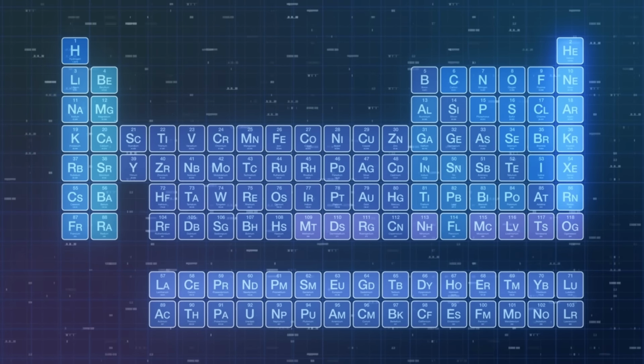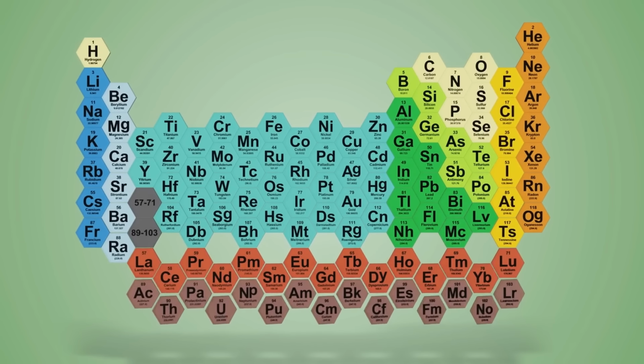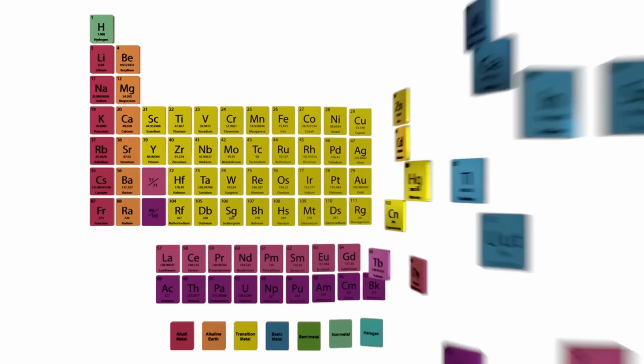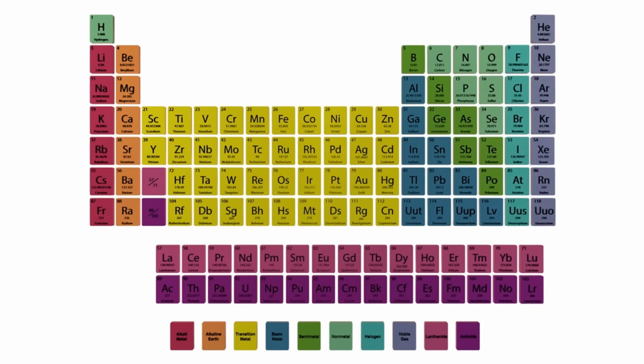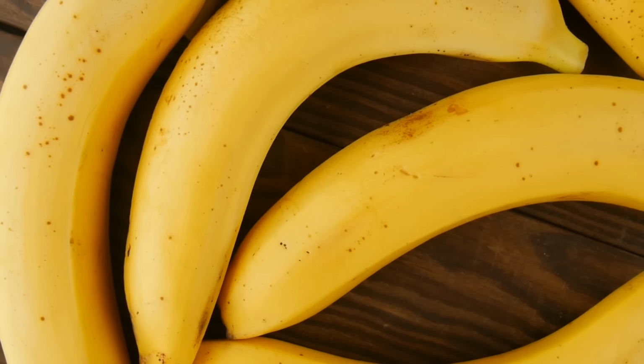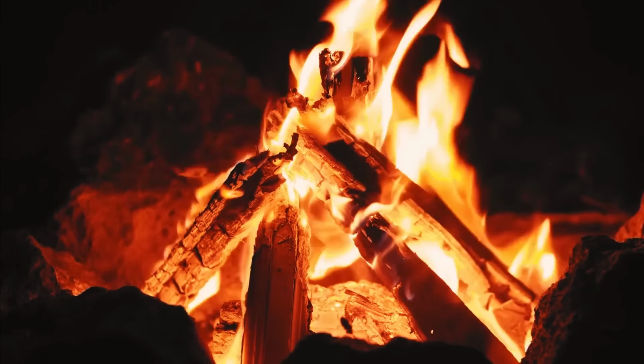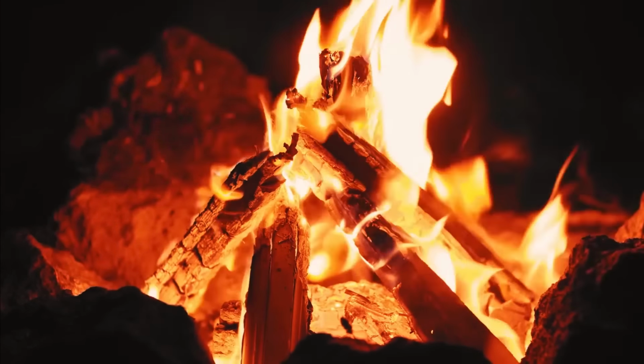What's absolutely amazing about the periodic table is it consists of just over 100 individual elements, and every single substance you've ever been exposed to in your entire life is just made up of different combinations of these elements. Whether you're eating a banana, writing with a pencil, or burning a campfire, everything you've ever touched is simply different combinations of these roughly 100 different chemical elements.